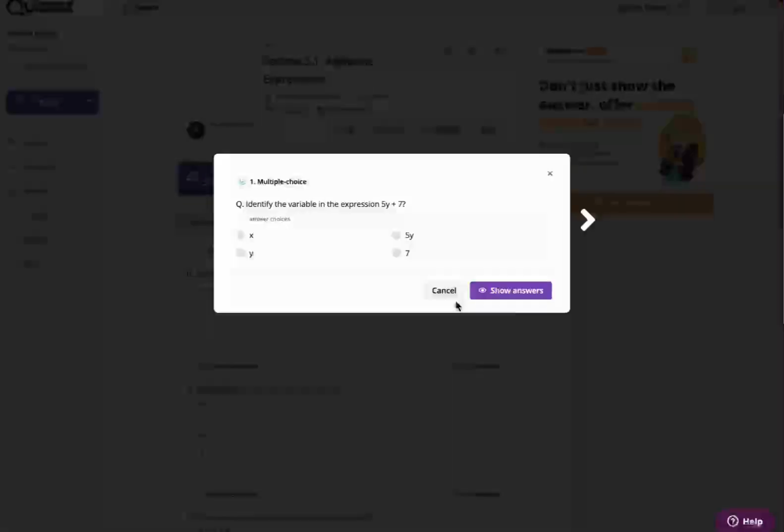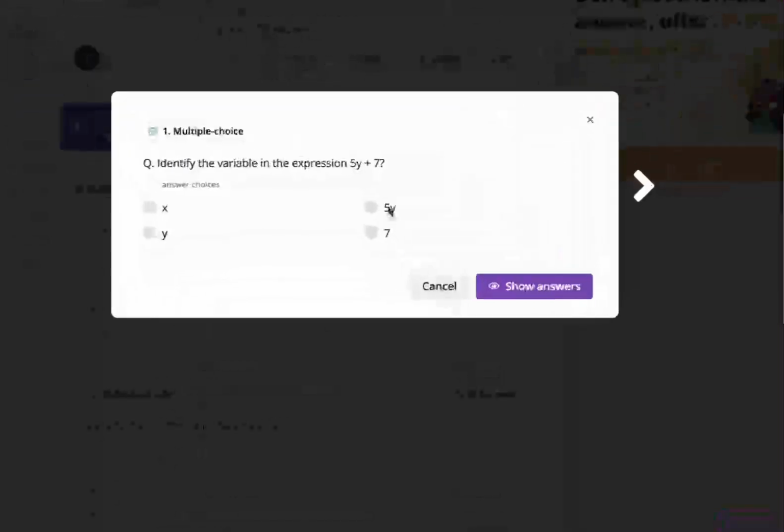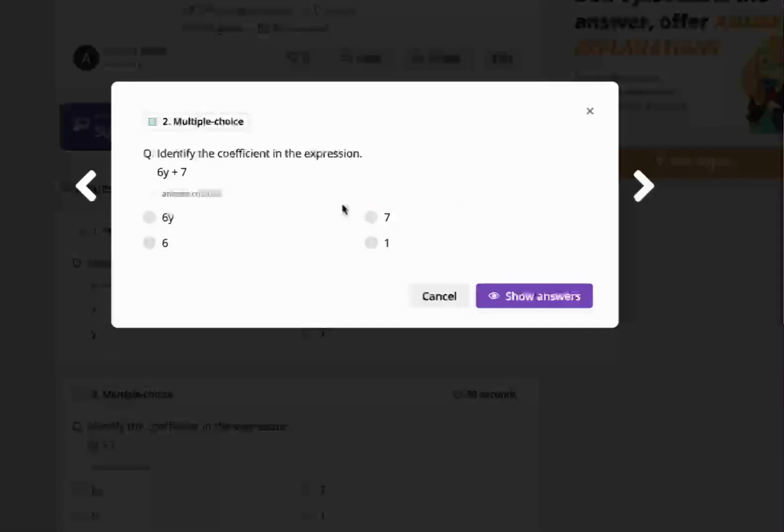Okay, now for the solution, we need to identify the variable in this expression. So the variable here is the symbol y. In this one, we need to identify the coefficient. The coefficient is the number multiplied by the variable. So it's the 6. And focus, it's not 6y. 6y is a term. It's a number times variable. But 6 is the number multiplied by the variable. So this is the coefficient. Any problems?